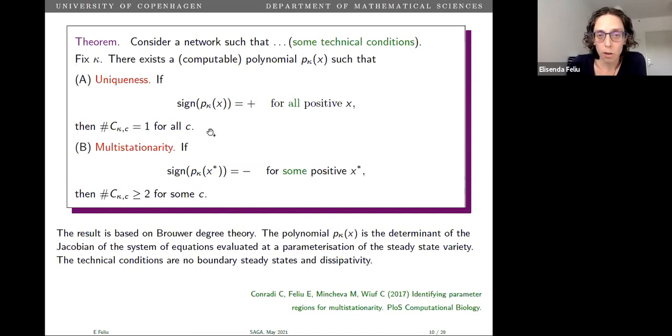This mysterious polynomial is nothing else than the determinant of the Jacobian of the system I showed you in the beginning today, evaluated at a steady state. That's a part that not always can be done. And this follows from degree theory. It's just that we compute the Brouwer degree to be -1 to a number. So we can compute it, and that's from where this is derived.